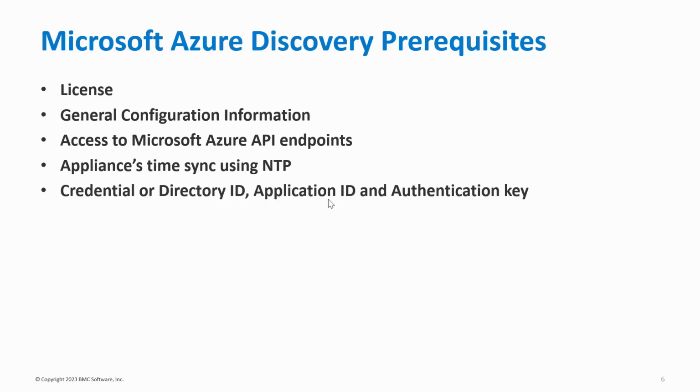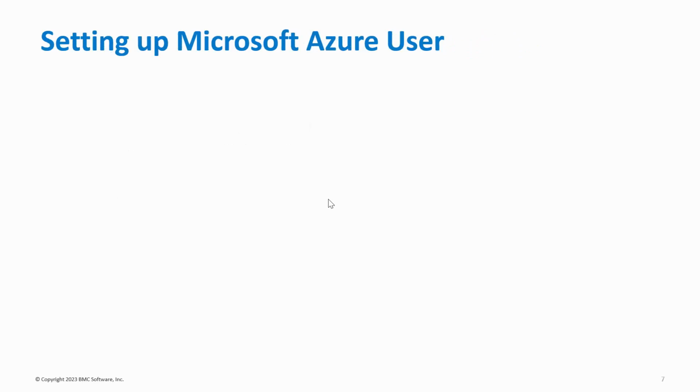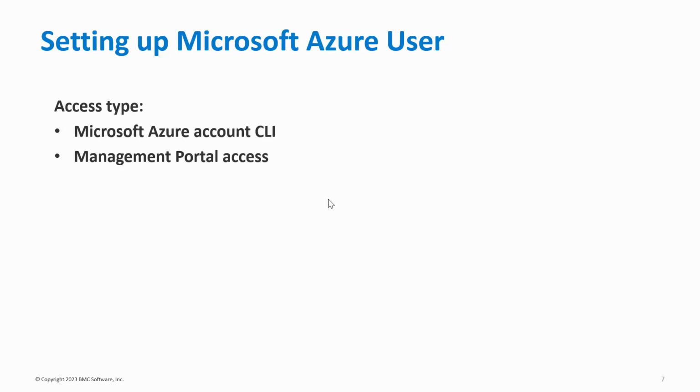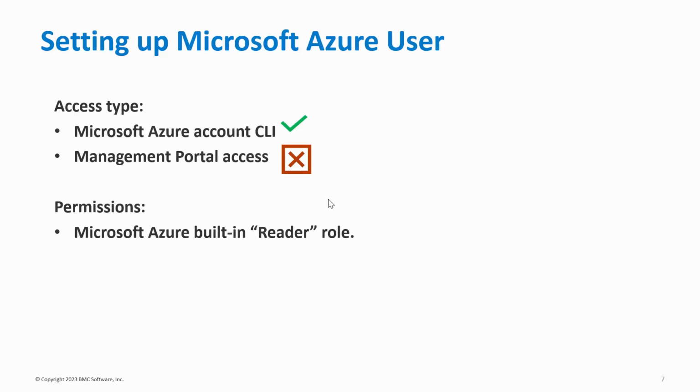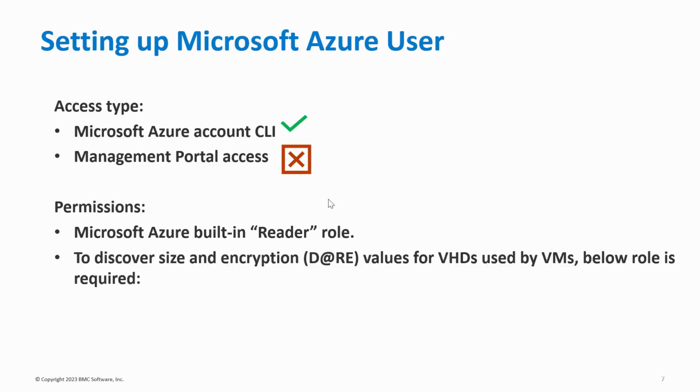But before we move on to the demo, let's first discuss the credentials that we need to connect to the Azure API provider. For Microsoft Azure Cloud Discovery, let's see the access type and permissions needed on this user. The required access type can be CLI. Management console access is not required. Regarding the permissions, read-only permission should be enough. To discover size and encryption values for VHDs used by VMs, you need to provide additional permissions.